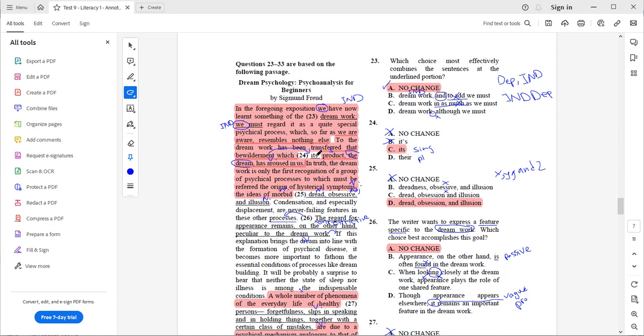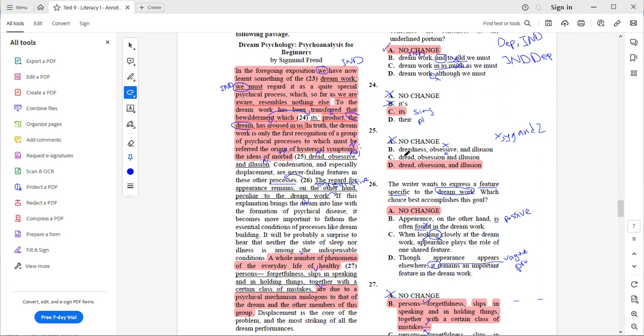Do you need subject and verb? No. Because the subject here is "product" and the verb is "has aroused". So we don't need subject and verb. So now we are between singular or plural. So we must find what we are talking about. We are talking about bewilderment, and bewilderment is singular. So we're going to choose the singular one. Thank you. 25, Engineer Zaina.